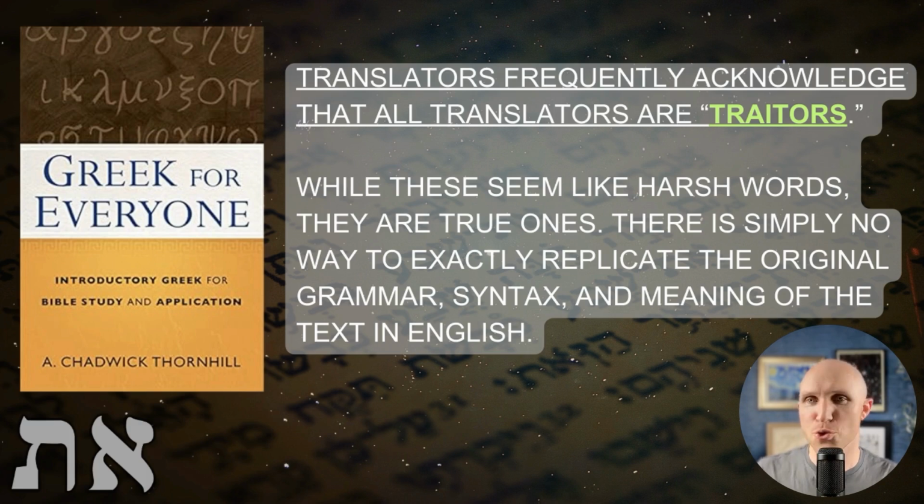And to come back to our 2 Greek books, and again, I know we're dealing with Hebrew, but these quotes are true regardless of what language that you're dealing with in terms of a translation. We quoted that translators frequently acknowledge that all translators are traitors, from Greek for Everyone, but it continues on and it says this: while these seem like harsh words, they are true ones. There is simply no way to exactly replicate the original grammar, syntax, and meaning of the text in English.